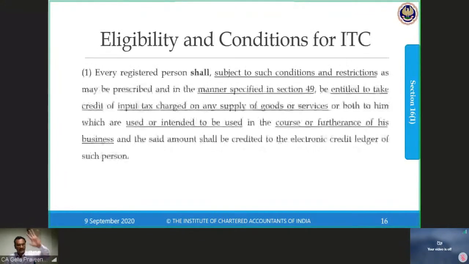Now, we are jumping into the main hardcore topic of today's discussion: eligibility and conditions for input tax credit. Please look into the heading. Eligibility means when I can take my input tax credit. You are eligible, then what are the conditions? Like when we go trekking, they will say, who are all eligible for trekking? Persons aged more than 15 years.